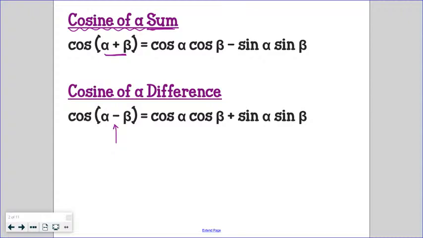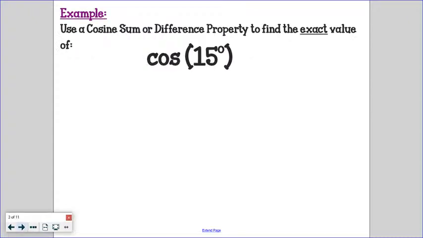So we're going to go into when would we do this? Why do we use these formulas? We're going to use these formulas when we are handed a question, something like this. It says use a sum or difference property to find the exact, and notice exact, this is all non-calculator work. And they're asking us to find the cosine of 15.